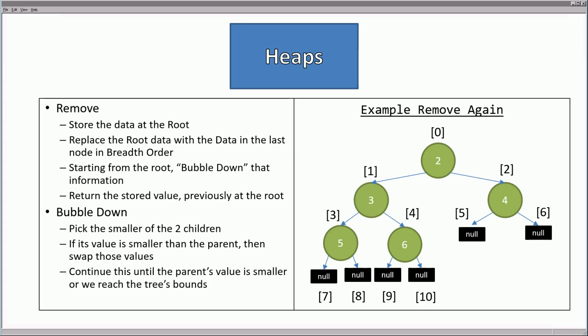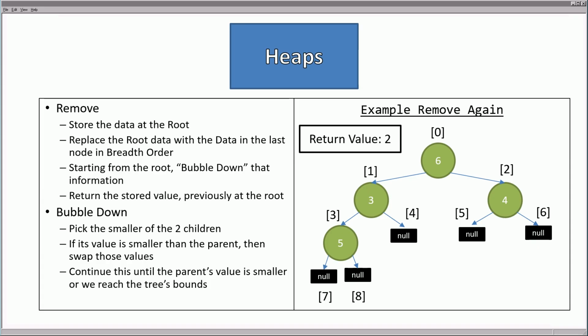Let's remove one more time just so we can see this. So first we store the value at the root because that's what we're going to return. Then we look for the last element in breadth order, and that's right there. We remove that and then replace the root's value with that value, just like this. Now we start bubbling down.